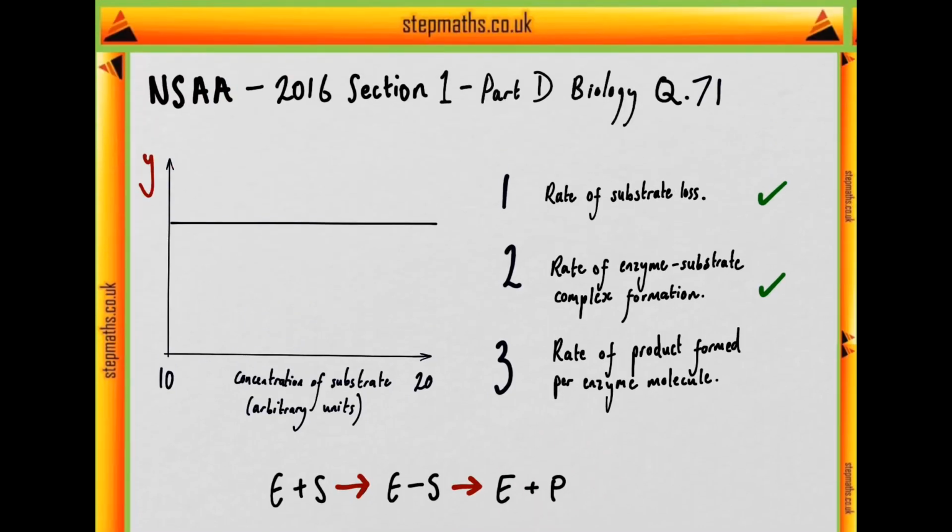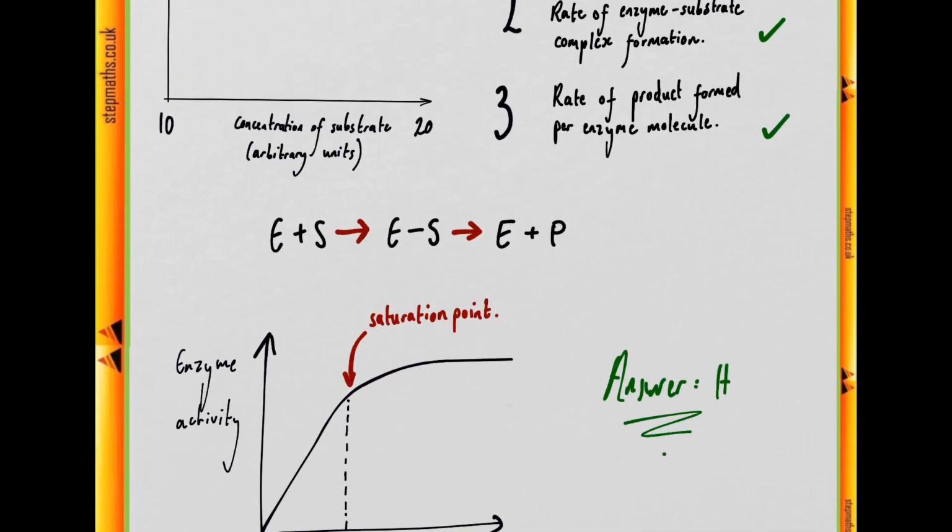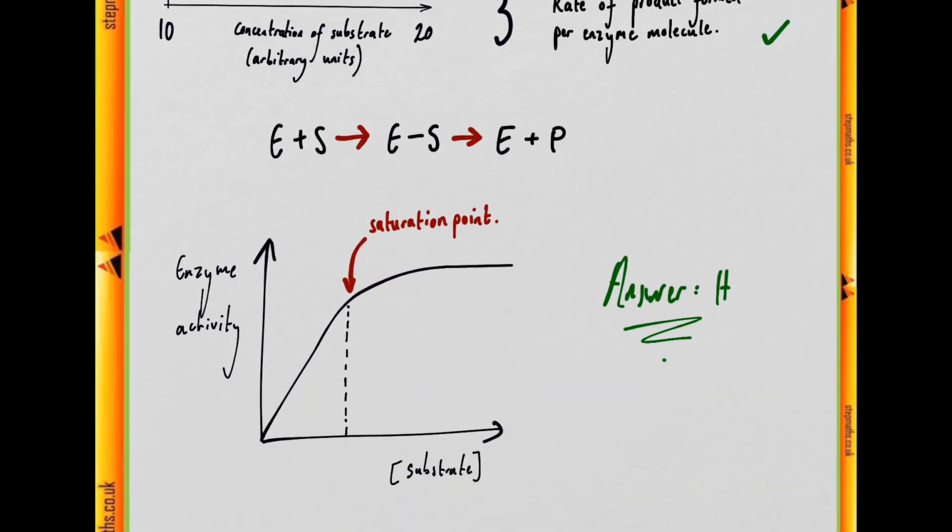So again, during this plateau period of our graph, we would likely see a plateau in the rate of product formed per enzyme molecule. So these are all potential answers, so we can say our answer is therefore H, but only in the circumstance where substrate concentration no longer is our limiting factor, but rather enzyme active site availability becomes the limiting factor.